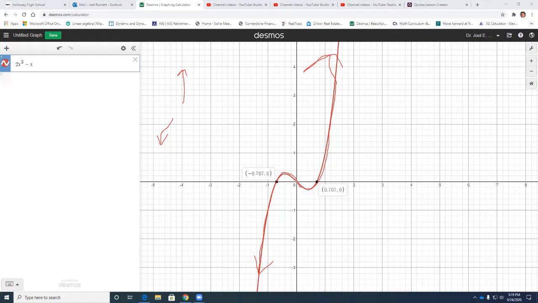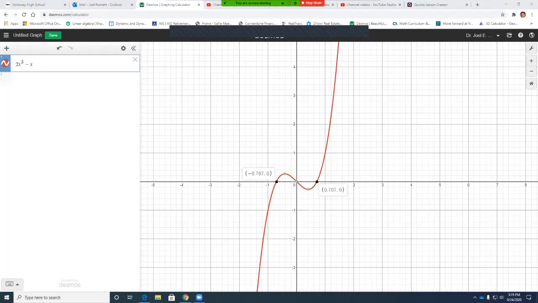Well, notice the tails go in opposite directions. So this function is an odd function, and since it starts low and ends high, it is also a positive or increasing function. So this function, again, would be odd and increasing. Let's look at another function.